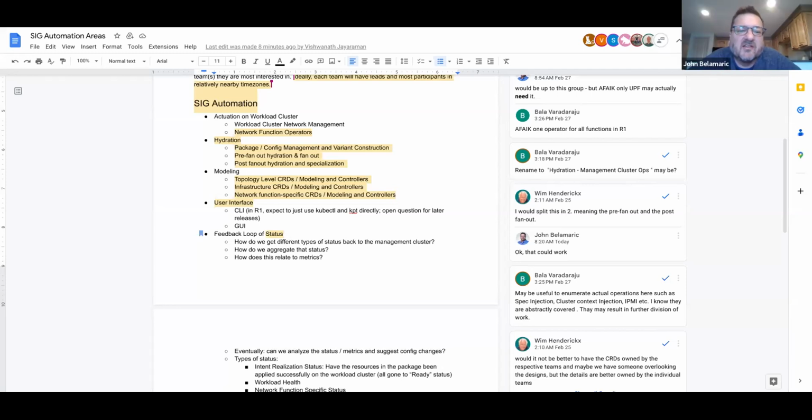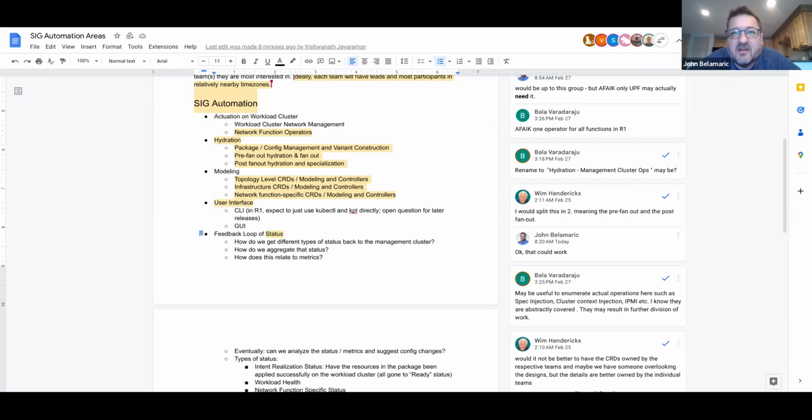Cluster specialization pieces, right? It's the coordinated aspect of multiple actors acting on the package and getting it ready for deployment. Eventually, something like a rollout controller could fit into that team too, that decides how to roll out packages across a fleet of clusters. That's not something we're going to do in R1, but it falls into that domain. Then there's the workload cluster team.